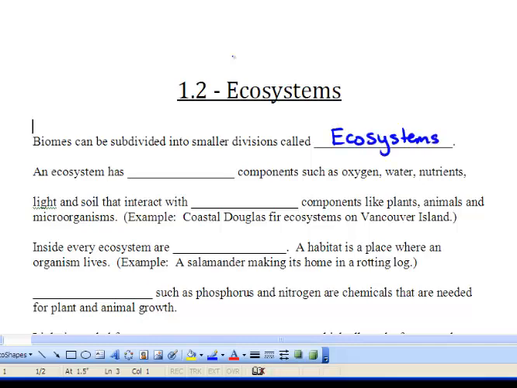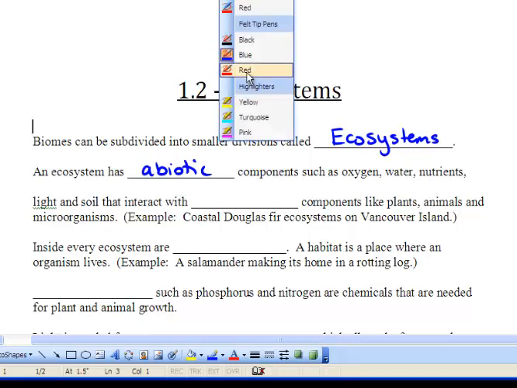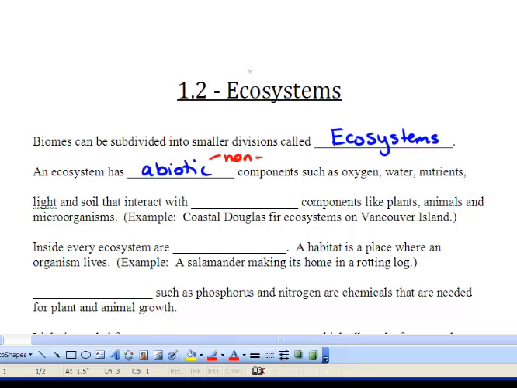And an ecosystem has abiotic components such as oxygen, water, and nutrients. Now remember, abiotic is non-living. It also has similar amount of light, and it also has similar types of soil, and they all interact with the biotic components. And remember that the biotic is living. So these are plants, animals, and microorganisms. So for example, the coastal Douglas fir ecosystems on Vancouver Island.